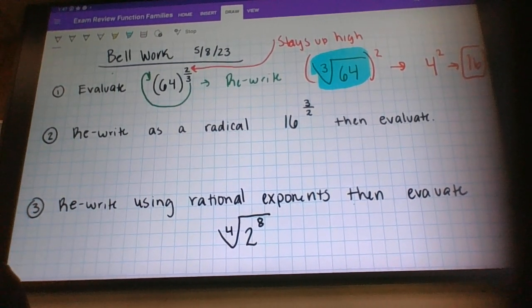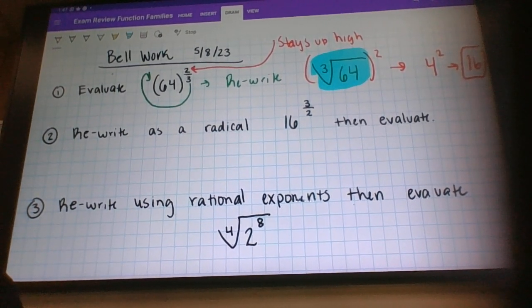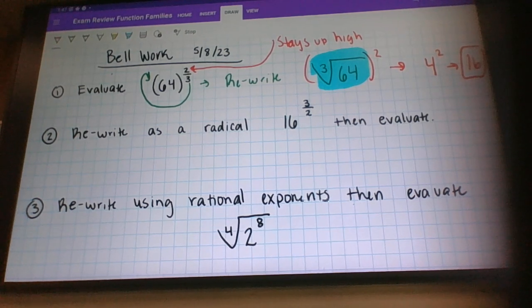So now try number 2: rewrite it as a radical, and then evaluate or simplify. Put it in radical form.